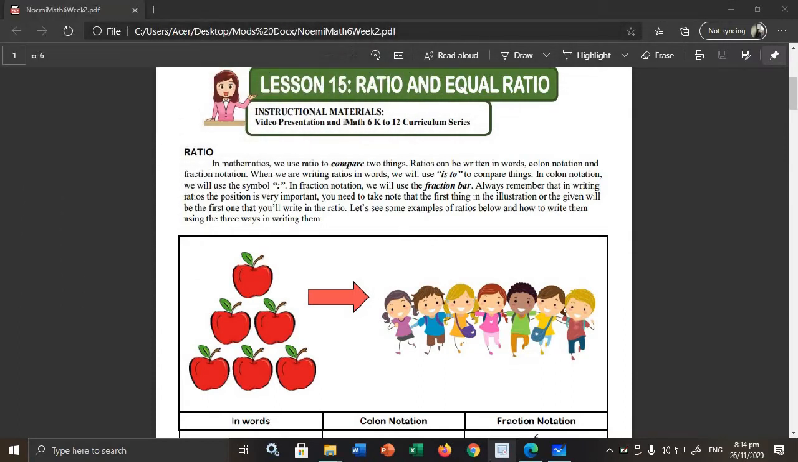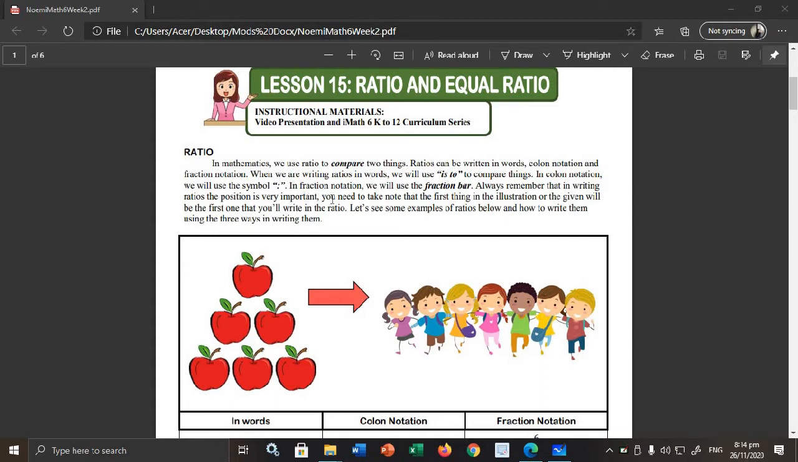For this video, we will talk about ratio as well as equal ratio. Ratio in mathematics is used to compare two things. Ratio can be written in words, in colon notation, and in fraction notation. When we write ratios in words, we use the word "is to" to compare things. And when you use colon notation in writing ratio, you're going to use this symbol.